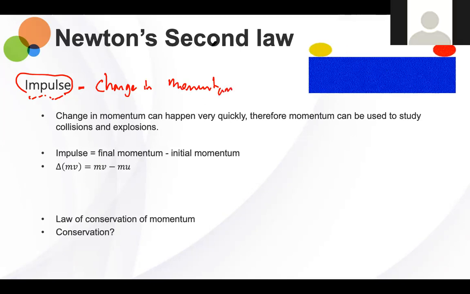Before we move on, I'm going to pause and bring up something. Just have it in your mind that impulse is change in momentum. Impulse is change in momentum. So it's a vector quantity too, and that's because we have our velocity involved.